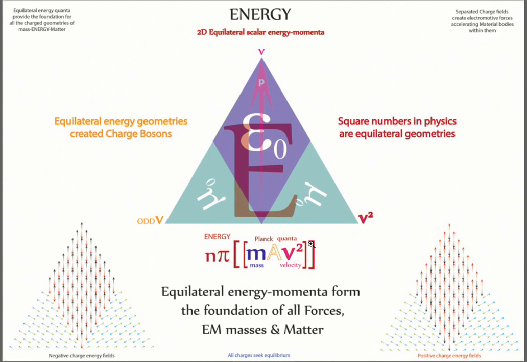We can write all this in terms of energy using the unified field equation, where energy is written as mass alpha nu squared, or Planck nu squared, and can be reinterpreted as just mass velocity squared as well. What this shows us is that the alpha, or the equilateral geometry of mass energy quanta, is the hidden constant within Planck's constant.